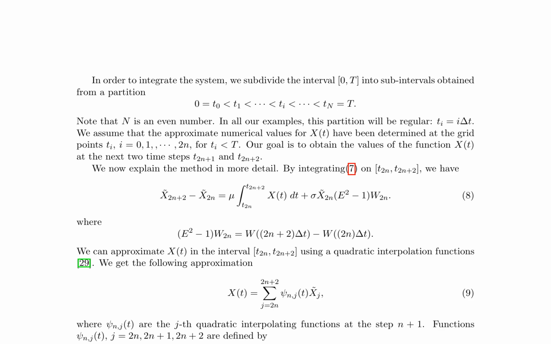A quadratic interpolation function, given by equation 9, is used to approximate x(t) in the interval [t_{2n}, t_{2n+2}]. This approximation is based on the quadratic interpolating function psi_{n,j}(t), j = 2n+1, 2n+2, defined by equation 10. Substituting the approximation 9 into equation 8 yields equation 11, which is then simplified to equation 12.